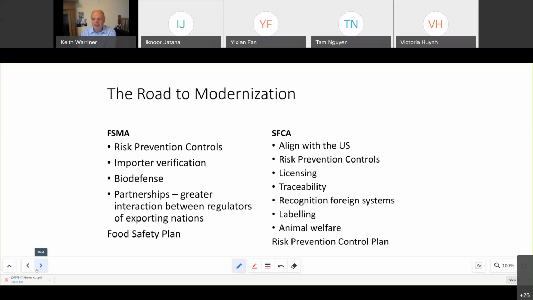But they wanted traceability, the recognition of foreign systems. Basically, rather than having equivalency, they say, well, is your system, I get that Europeans have different rules, Australia, New Zealand have, South America does, and all that. So is it the equivalent system? And you had labeling, nutritional things, animal welfare. And what they had is a risk prevention control plan, which is like a HACCP plan, literally, but it's just a different name. So I think you get the idea.